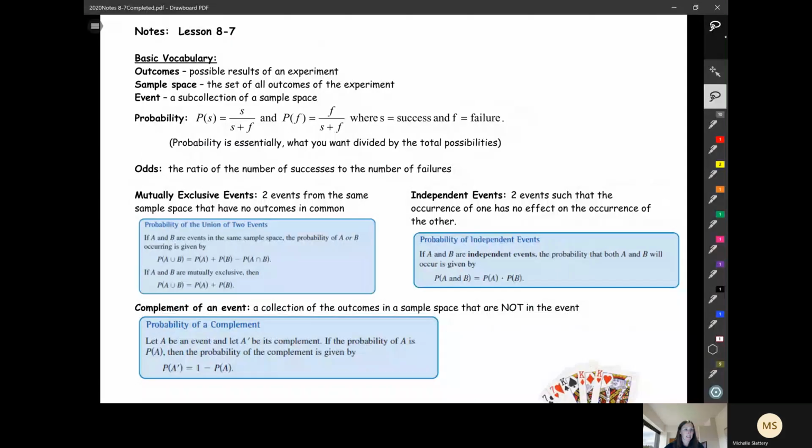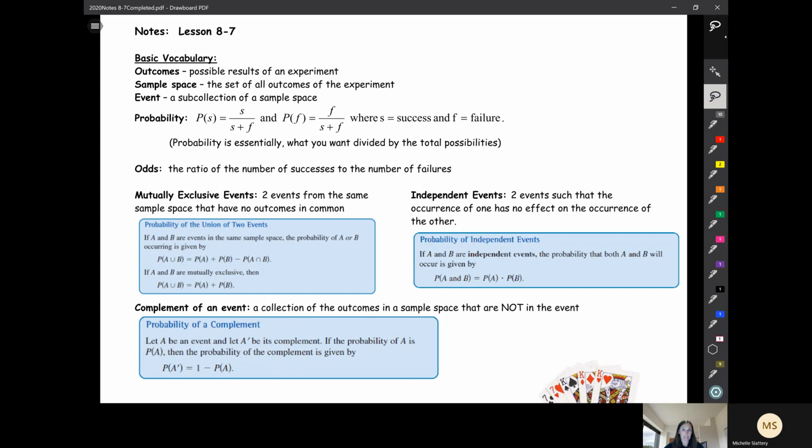All right, so here we are in lesson 8.7, which is basic probability. Now, before we get started into examples with probability, we do need to understand some of the vocabulary that goes along with probability in experiments. So first we have outcomes. Outcomes are the possible results of an experiment. And if we put all of those outcomes together, they make what we call the sample space.